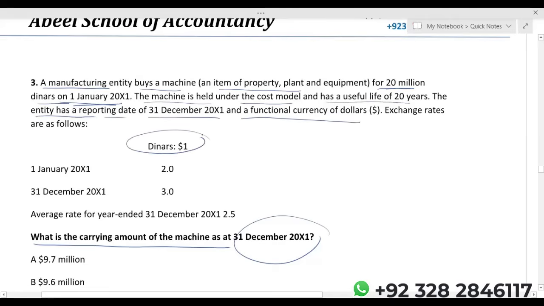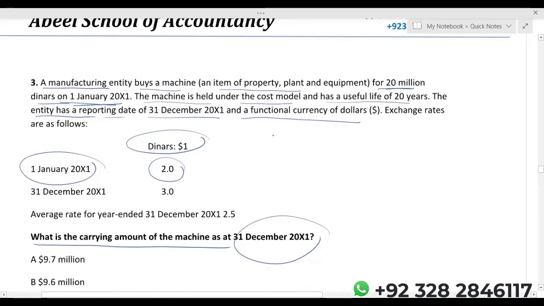Now you can see that it is an indirect quote, because in the numerator we have a foreign currency, in the denominator we have a local currency. We bought the machine on 1st January X1. The rate was 2 dinar to $1. Again, dinar is a weaker currency, dollar is a stronger currency. The amount written in the weaker currency, when converted into dollar, will become less. Again, if you are not going by ratios, then simply it's an indirect quote. In indirect quote, for translation, we divide.